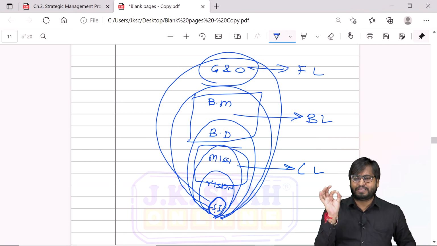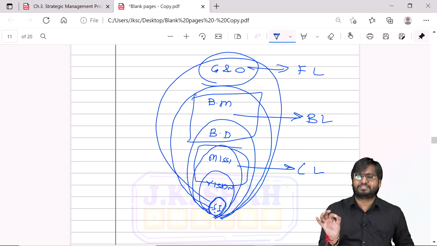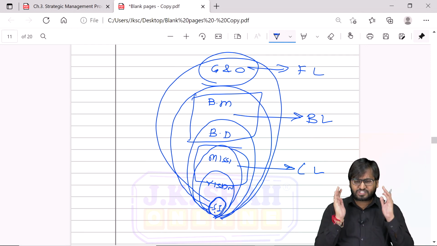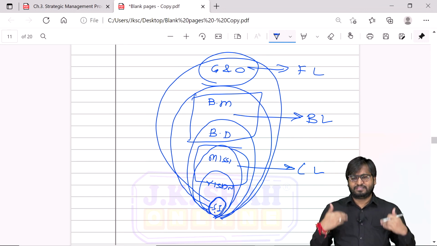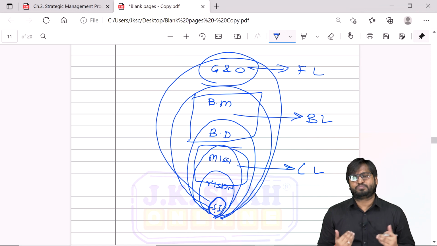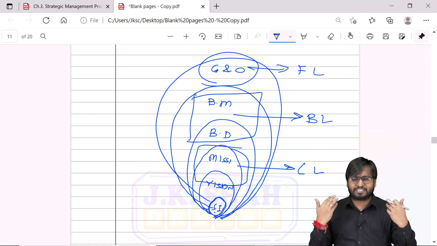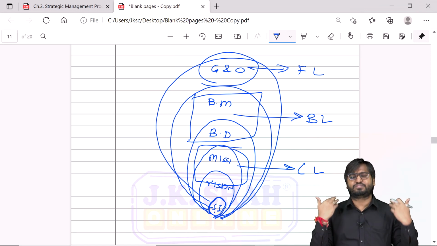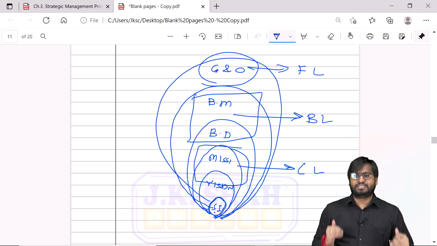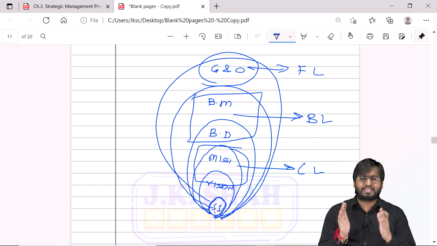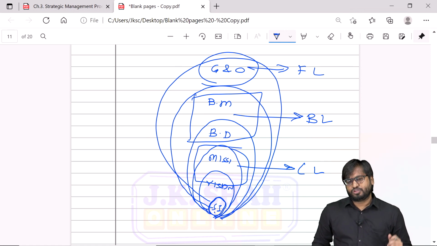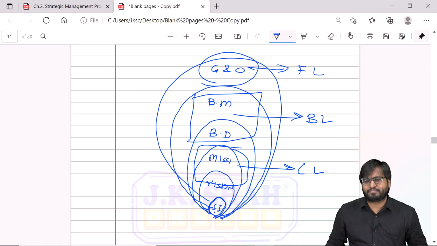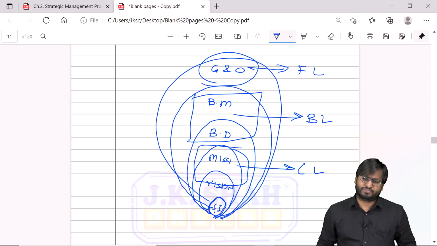Objectives are specific, time-measurable targets. In this quarter, we want to increase our revenue by 5%. In this month, we want to reduce our cost by 2%. In this year, we want our revenues to increase by 20%. So, these are specified time-based measurable targets. Goals and objectives are done by functional level managers.